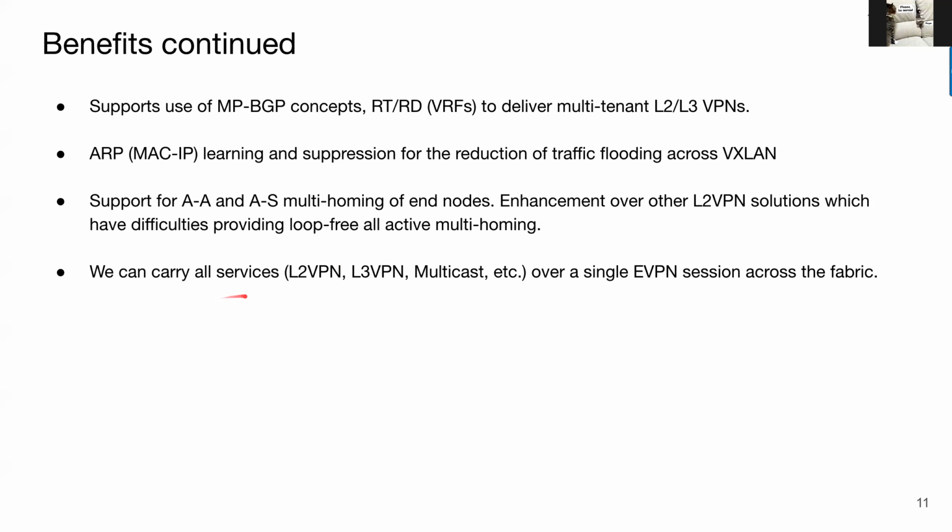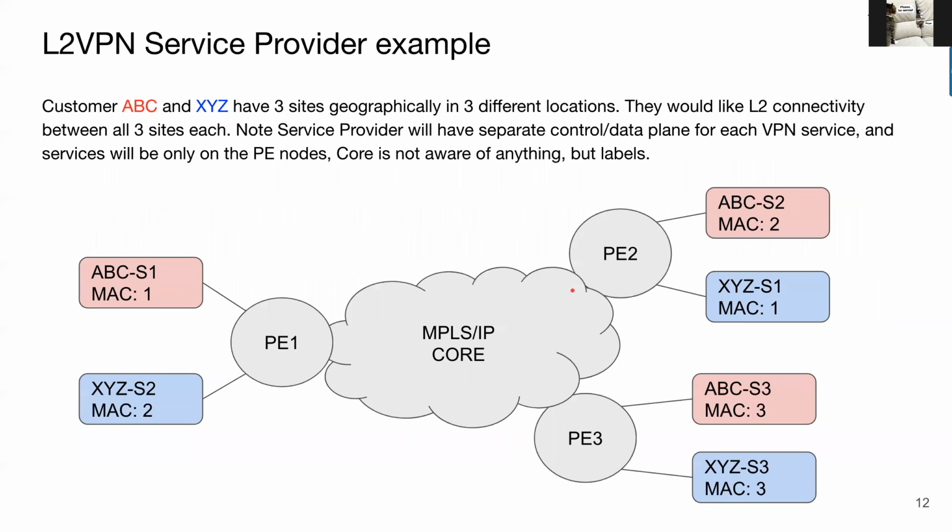We also can carry various services across a single EVPN session, which is pretty cool. All right, so let's take a quick look at just a layer 2 VPN service provider example and where we start to see these advantages coming to light. We have customer ABC who has a location off of PE1. And we also have a customer XYZ off of PE1. Both customers have remote data centers where they want to be able to extend layer 2 connectivity.